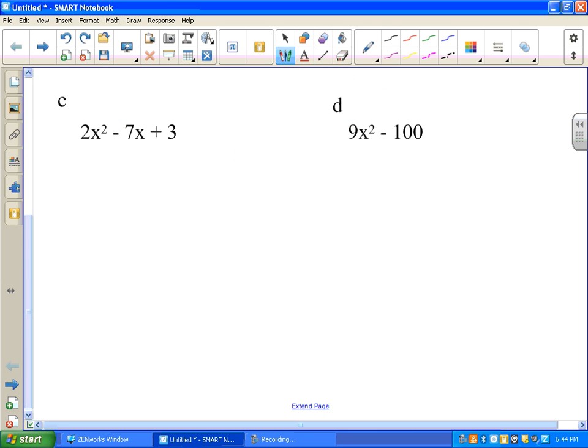This method here, which is using the quadratic formula, x equals negative b plus or minus the square root of b squared minus 4ac all over 2a. Remember that this part here is the same as our equation for the axis of symmetry. This one is the difference of two squares because it's a subtraction problem, and 100 is a perfect square. 9x squared is a perfect square.